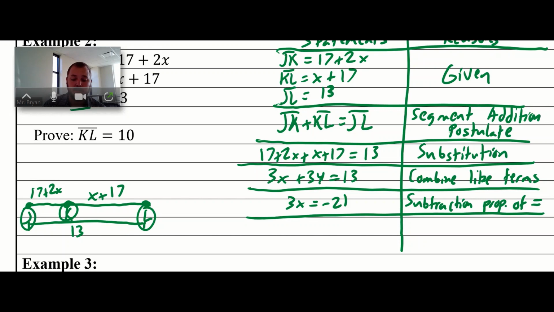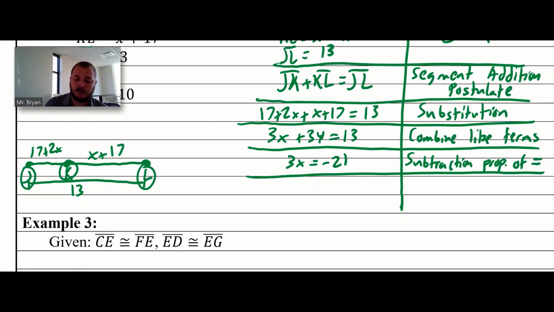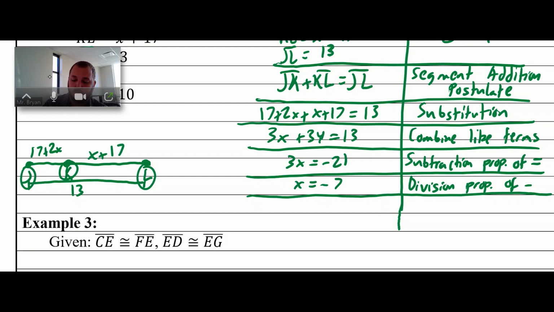Okay, and then final step to find x would be to divide both sides by 3. So I divide both sides by 3, and I get x equals negative 7. Okay, and my reason for that, like we said, since it's division, is division property of equality. Okay, moving a little bit faster just so we can try to get through this proof, and hopefully this is just a review of what we did last class.